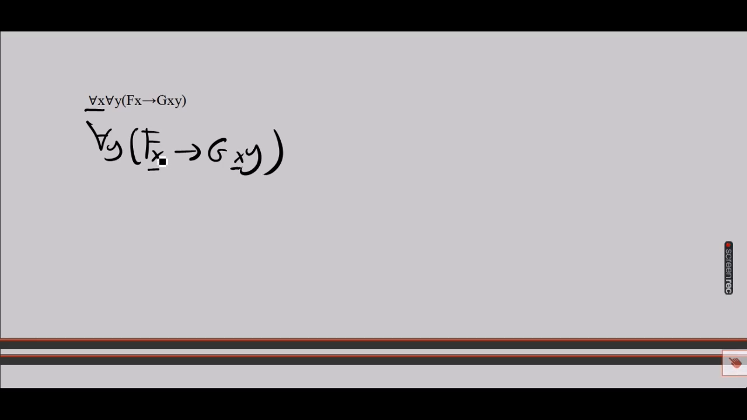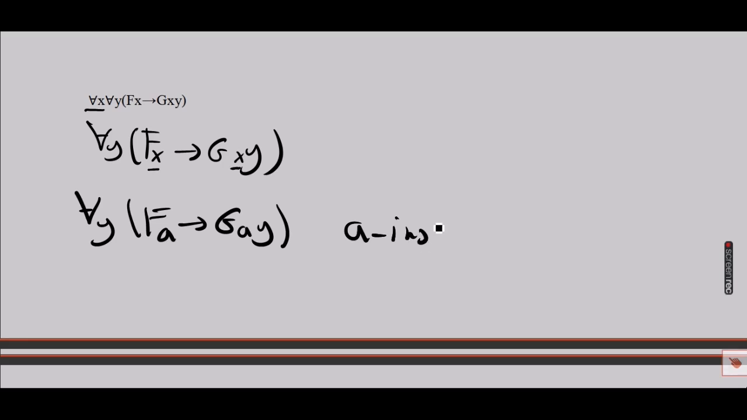So if we replace x with a name, we get an instance of the quantifier. So for example, if we replace it with a, which is a name, we get for all y, fa arrow g a y, right? So this is the a instance of this, right? You can replace x with b, that gives you the b instance, or c or d or whatever. But you need to replace both x with the same name, right? So you cannot replace one of them with a, the other one with b. That's not how it works.